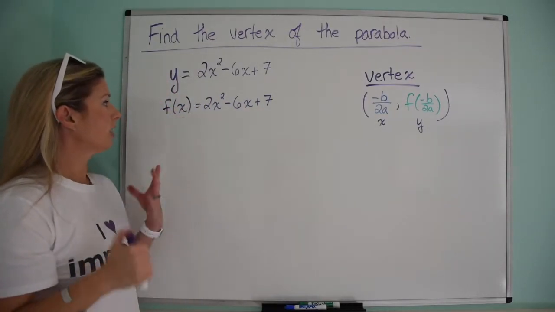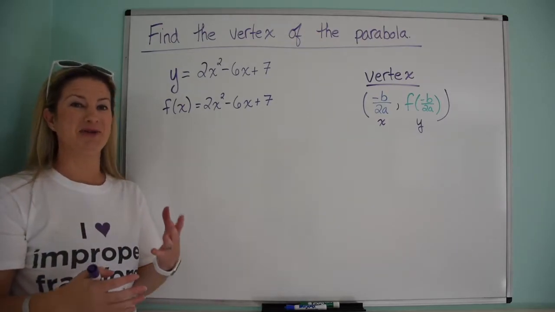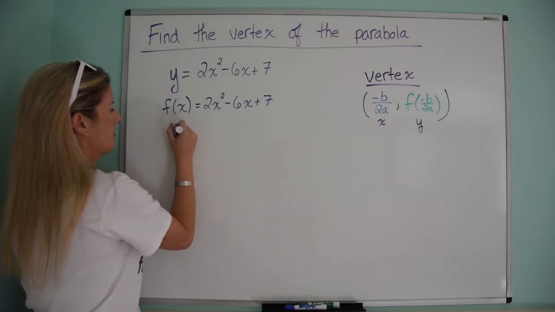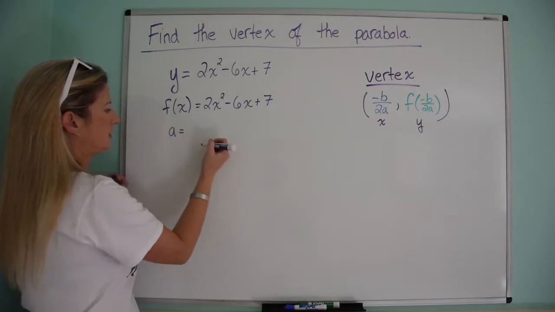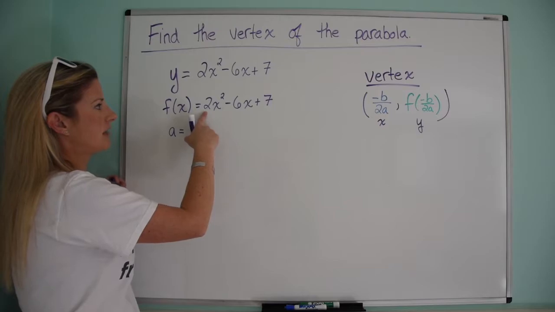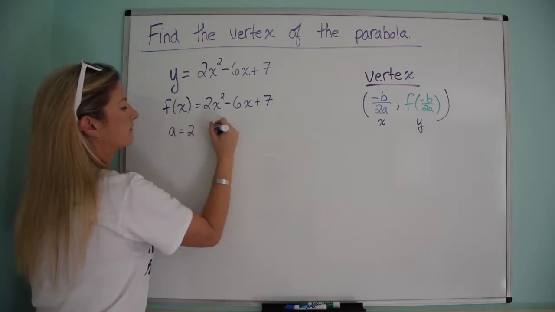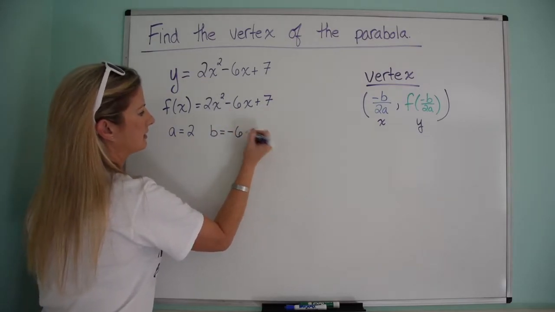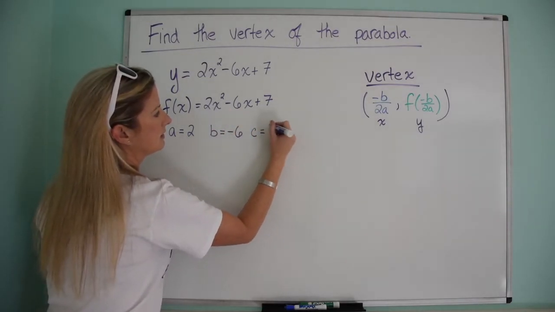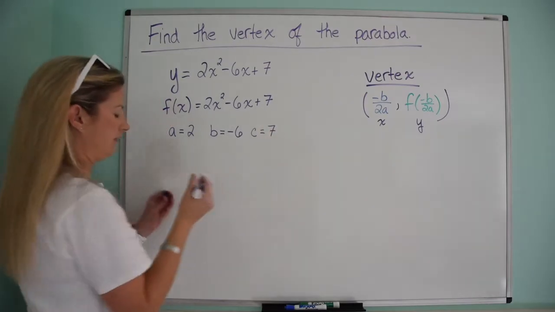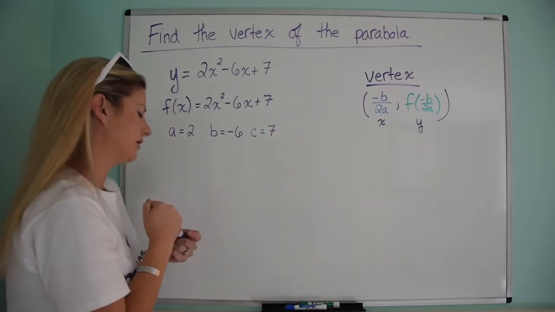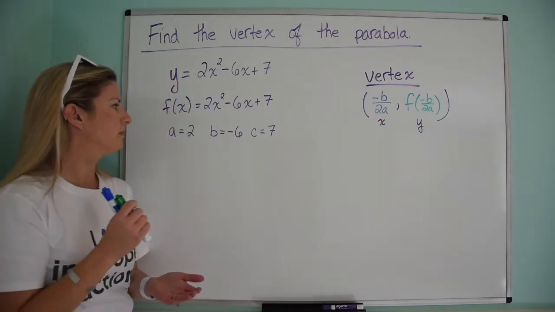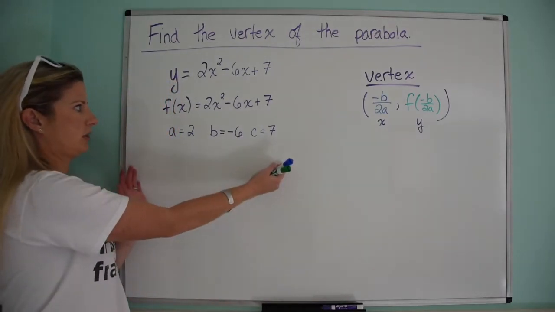All right, so first we need to say what our A, our B, and our C are. So A, remember that is just the coefficient of our x squared term, so that's going to be 2. B is the coefficient of our x term, which in this case is negative 6. And C is our constant, which is 7. All right, I know we don't really need it, but it's just good practice to always put it up there, I feel. Perfect, you're less likely to make a mistake when everything is right in front of you.